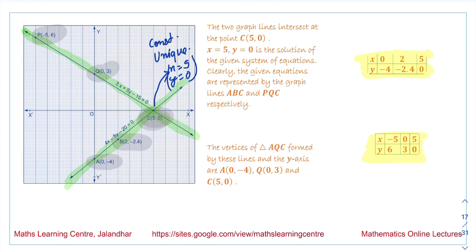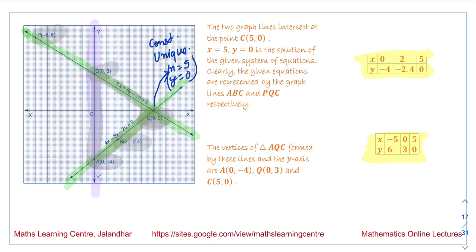Now in this question we have to find the vertices of the triangle formed by the lines representing the above equations and the y-axis. So we are saying these are the two lines. Now we are talking about the y-axis. This is the y-axis that we have. So we have a triangle over here. We are talking about this triangle QAC.